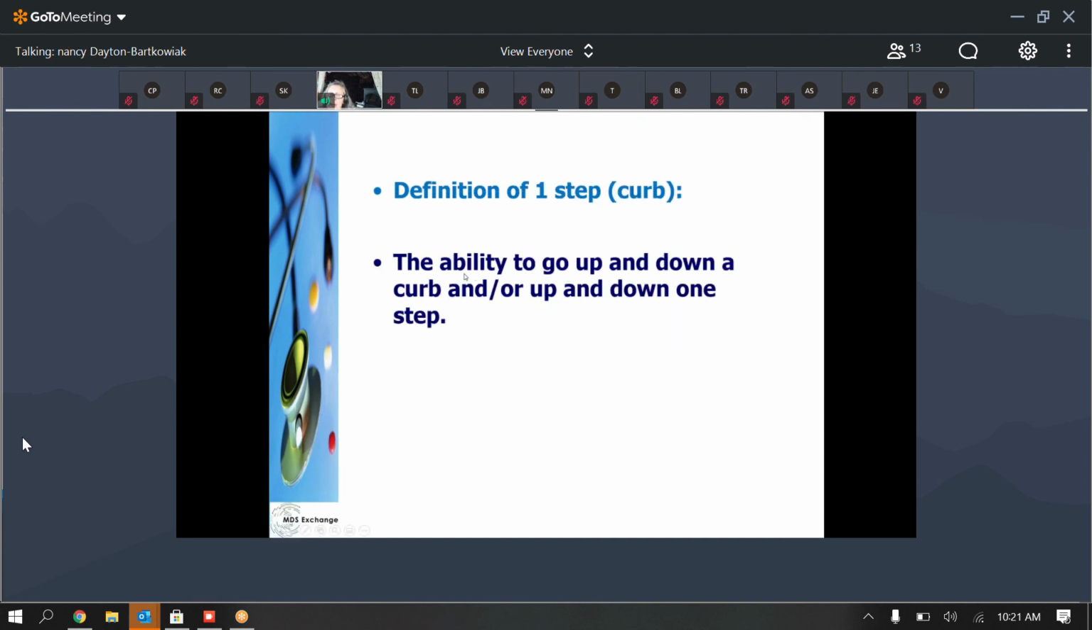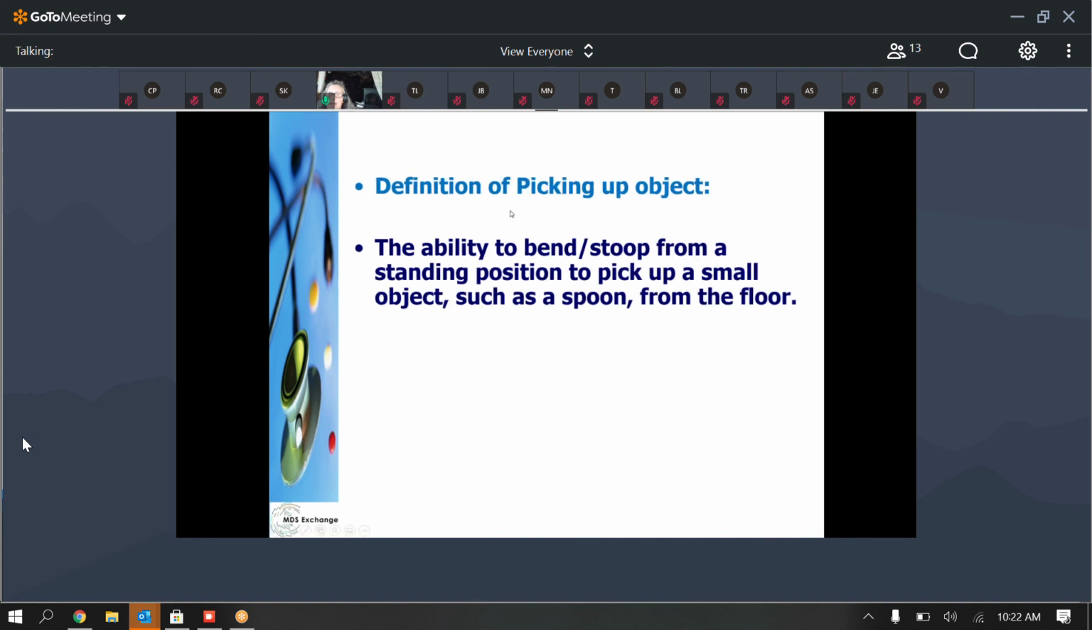Definition of a 1-step is the ability to go up and down a curb and or up and down 1 step. Picking up an object, this is the ability to bend or stoop from a standing position to pick up a small object like a spoon from the floor. This does not include somebody who's in their wheelchair, drops their spoon on the floor, and bends down to pick it up. This is from a standing position, and that's important to note.